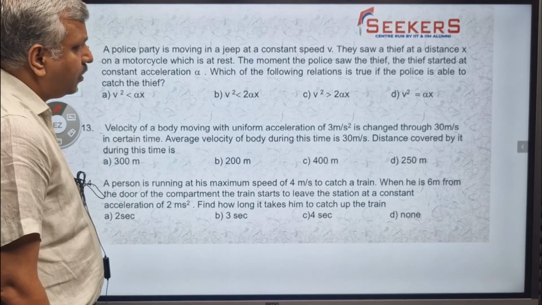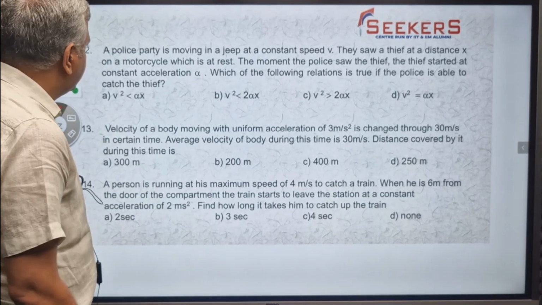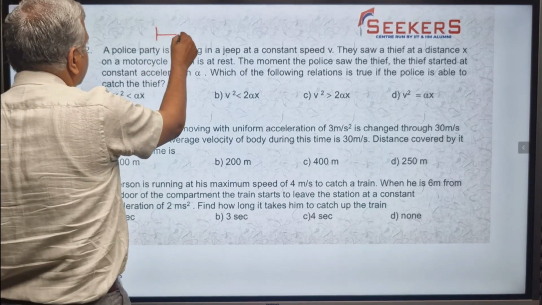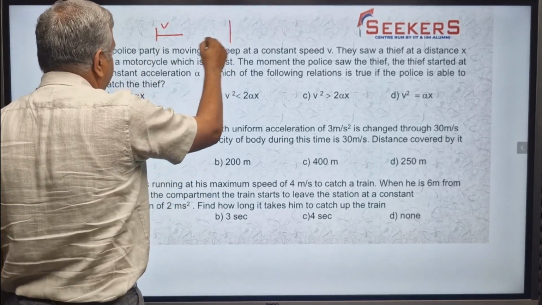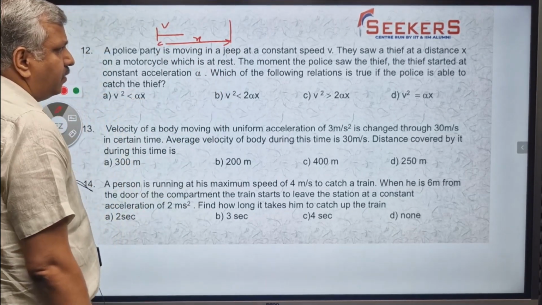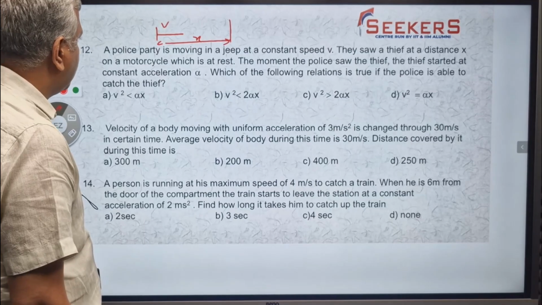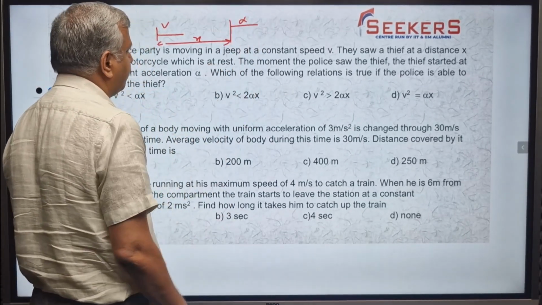A police party is moving in a jeep at a constant speed v. They saw a thief at a distance x on a motorcycle which is at rest. So there is a police party which is moving with a constant speed v. They saw a thief at a distance x, who is at rest. The moment the police saw the thief, he started with a constant acceleration alpha. So this guy is moving with a constant acceleration alpha.